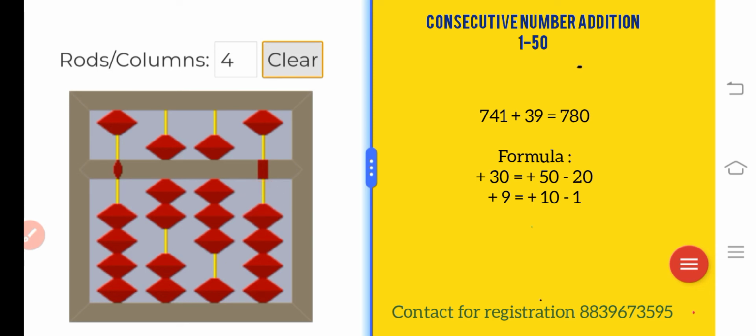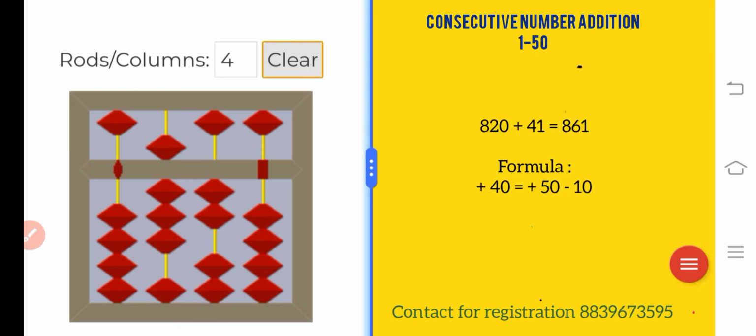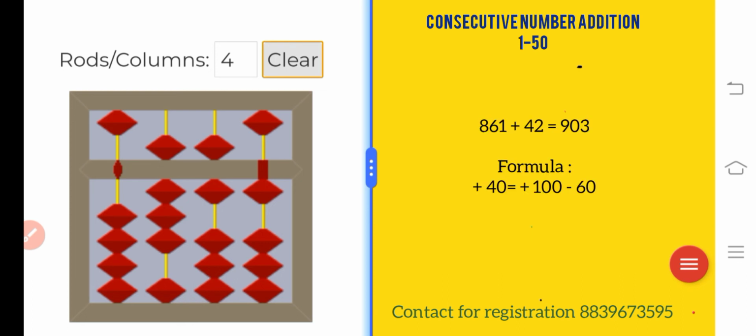We get the answer 780. For adding 40 plus 100 minus 60, we get the answer 820. For adding 41, we will add 40 first and then 1. We get the answer 861. For adding 42, first we add 40, that is plus 100 minus 60.